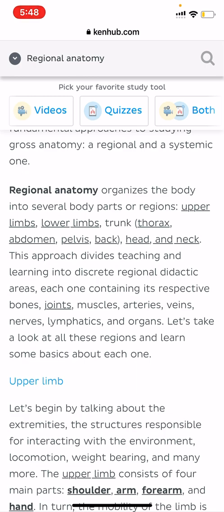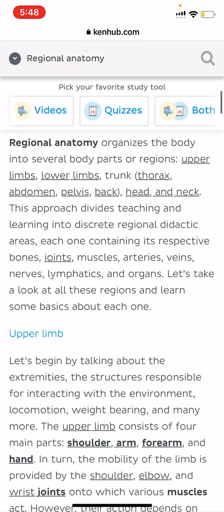This approach divides teaching and learning into discrete regional didactic areas, each one containing its respective bones, joints, muscles, arteries, veins, nerves, lymphatics, and organs. Let's take a look at all these regions and learn some basics about each one.